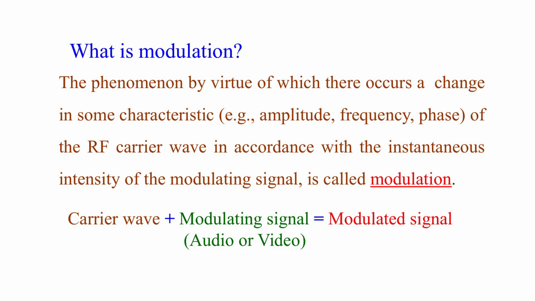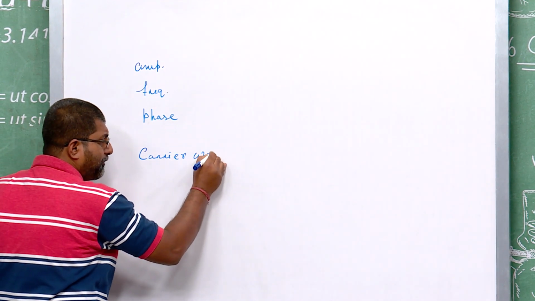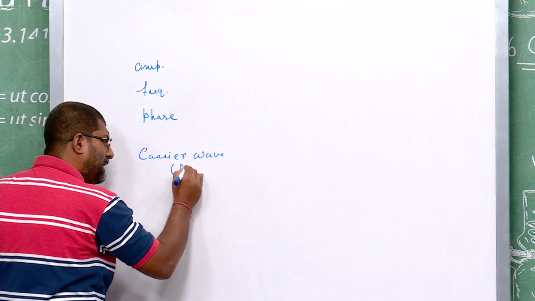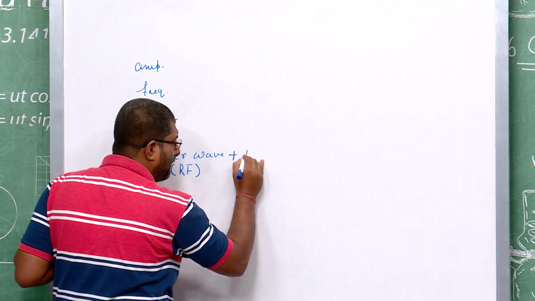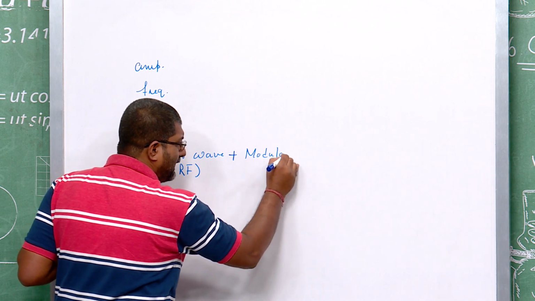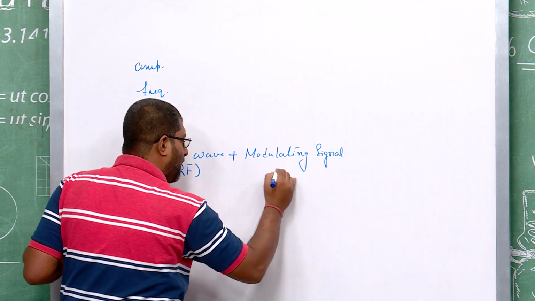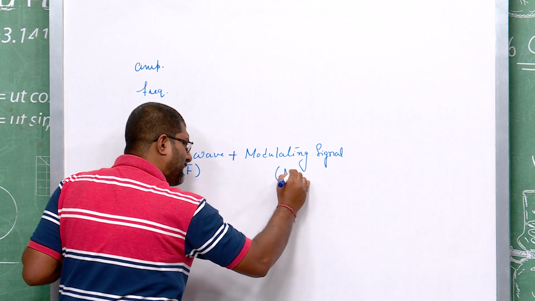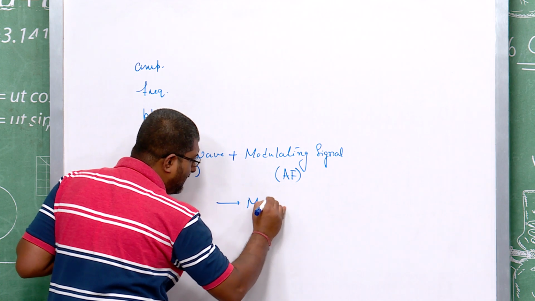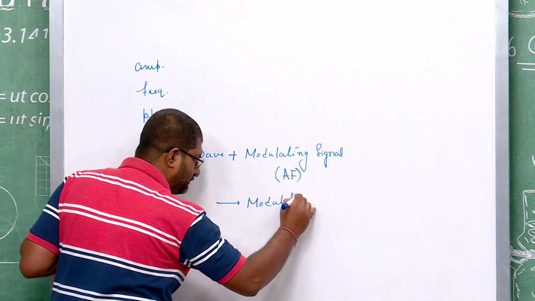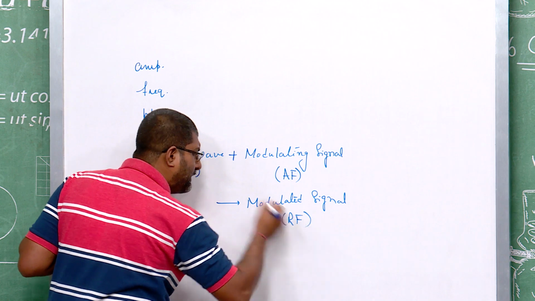In modulation, what occurs? A carrier wave, which is in general in the RF, radio frequency range, and a modulating signal, say the voice signal, which is in the audio frequency range, are mixed such that we get a modulated signal, and this modulated signal is again in the radio frequency range.